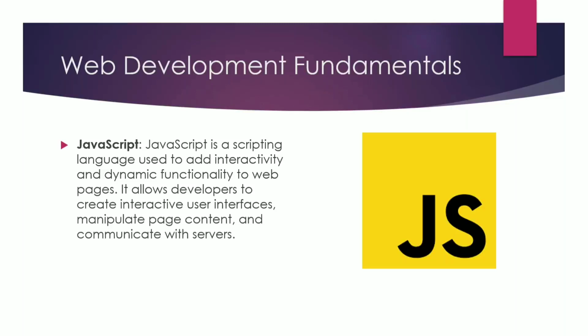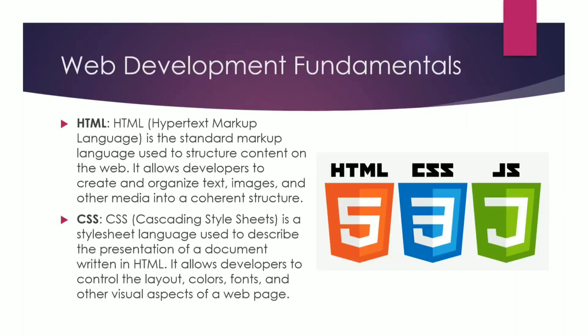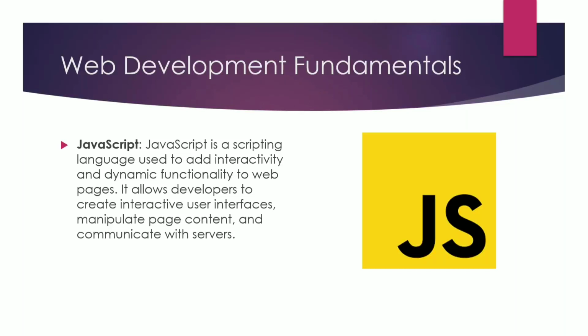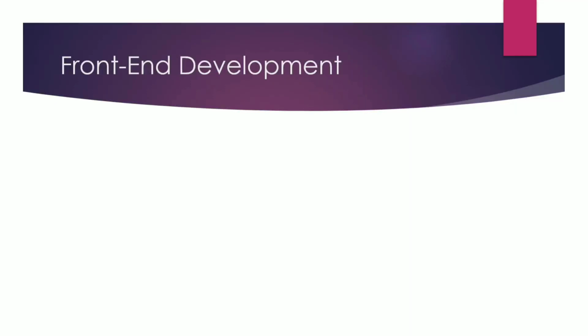Okay, so we have seen three things: HTML, CSS, and JavaScript. The difference between the three of them is HTML is used to structure the web pages, CSS is used to design the web pages, and JavaScript is used to add the functionalities to web pages. So these are the basic three things that you should start the web development career with. Okay. So now let's learn what is front-end development.